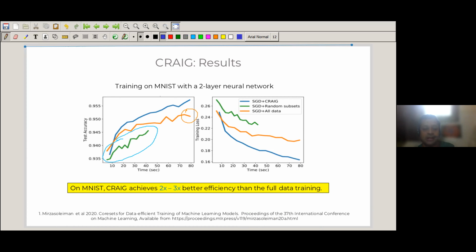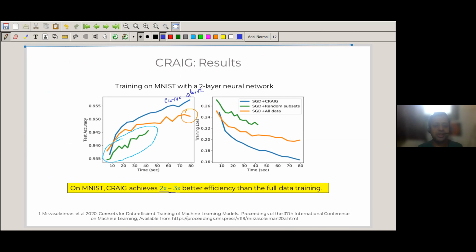What turns out to be, however, a good trade-off between random and full is the Craig algorithm, where you are not identifying a random subset. You find that subset which matches the gradient well in the facility location sense. And there you are able to match the accuracy of the full, that is all data, with a 2x to 3x speed up, which is a good speed up, right? 2 to 3 times faster you can get the same accuracy, and you can see that's why the curve is always above.